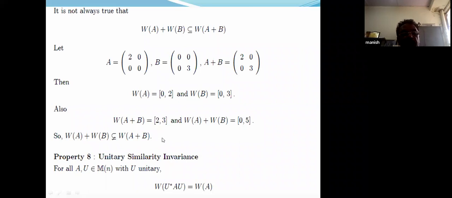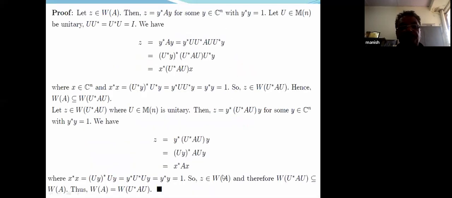Now the next property: unitary similarity invariance. This is a very important property, and we are going to use it in many theorems. Let A be a square matrix, and U also a square matrix of the same order and unitary. Unitarily similar matrices have the same numerical range. This is very important: unitarily similar matrices have the same numerical range.